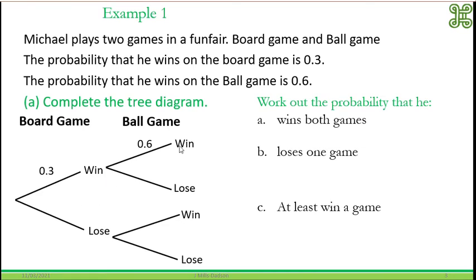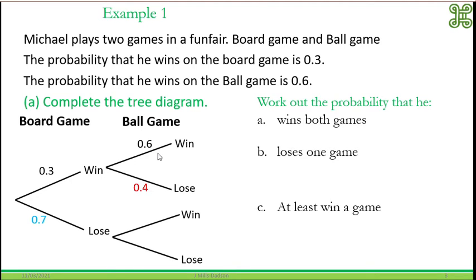Okay, so here we are supposed to complete the diagram and work out probability. Now, like I said, each pair must add up to 1. So if to win is 0.3 for board game, then to lose is the opposite. How much to add to 1? 0.3 to get to 1. Take 0.3 from 1, that gives you 0.7. Ball game is 0.6, so to lose ball game should be 0.4.